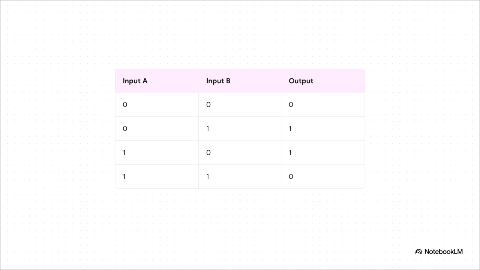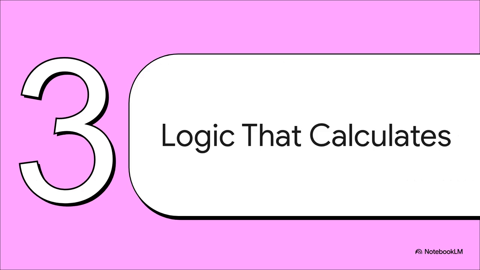But if the inputs are the same, both zeros or both ones, it gives you a 0. And this simple little rule, as you're about to see, is the key to making a computer do math. All right, so we have these tiny decision makers, AND, OR, XOR. But how in the world do we get from there to, say, a calculator?